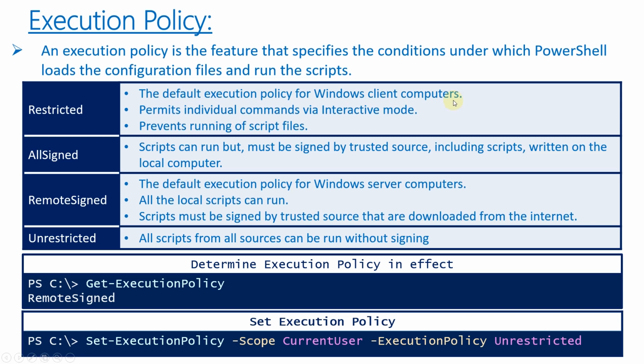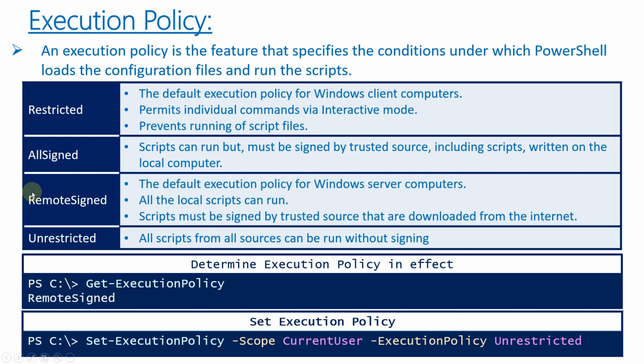So if we want to execute any script, first we will have to enable any other execution policy, then only we will be able to execute any script on client computer. And if we have set the execution policy as all signed, then it will allow to execute any script, but that script should be signed by any trusted source. So either that script can be downloaded from the internet or it can be written on the local computer. So both should be signed, then only it will be executed on the local computer.